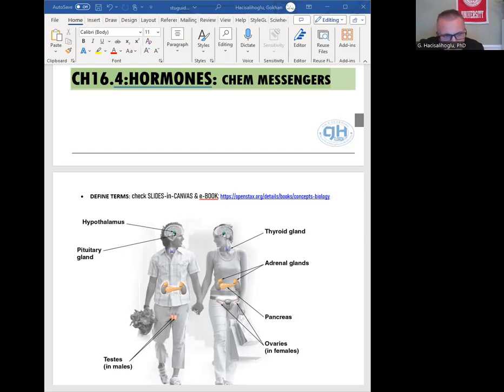So there is the whole human endocrine system, as you see in this picture, with a number of organs and glands involved, and there are a number of specific hormones that you should look up in the PowerPoints. One good place to study this, chapter 16.4 on hormones, besides our orange book, is our PowerPoint slides in Canvas.